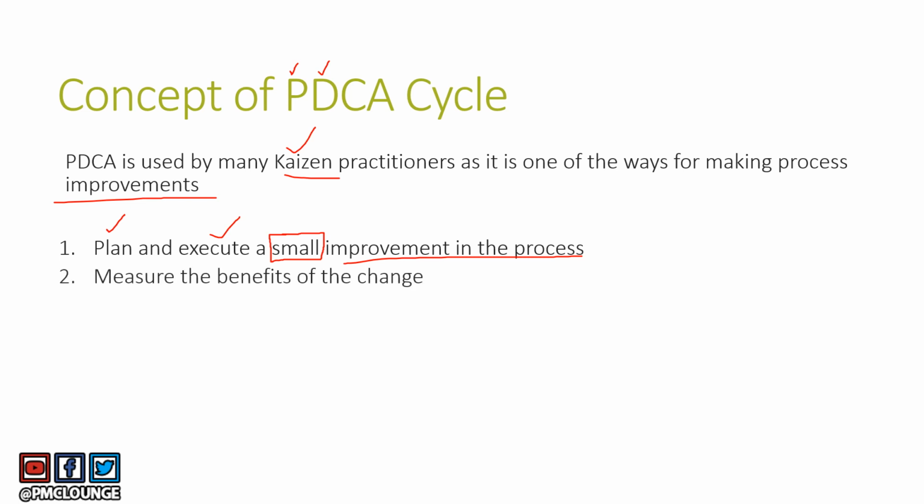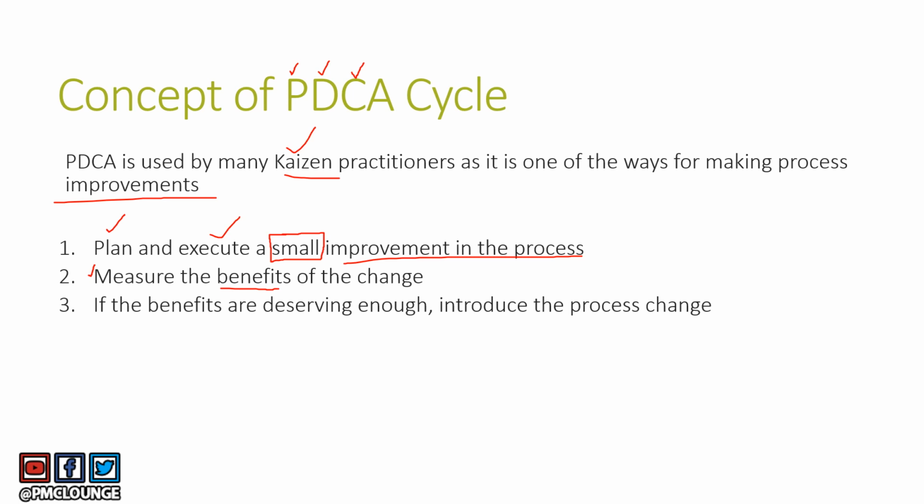The second step is to measure the benefits of the change. This is where the check part comes into the picture. You have executed a change, you have implemented a small change. Now you're measuring what the benefit of this change is. What are the benefits of executing this small change?